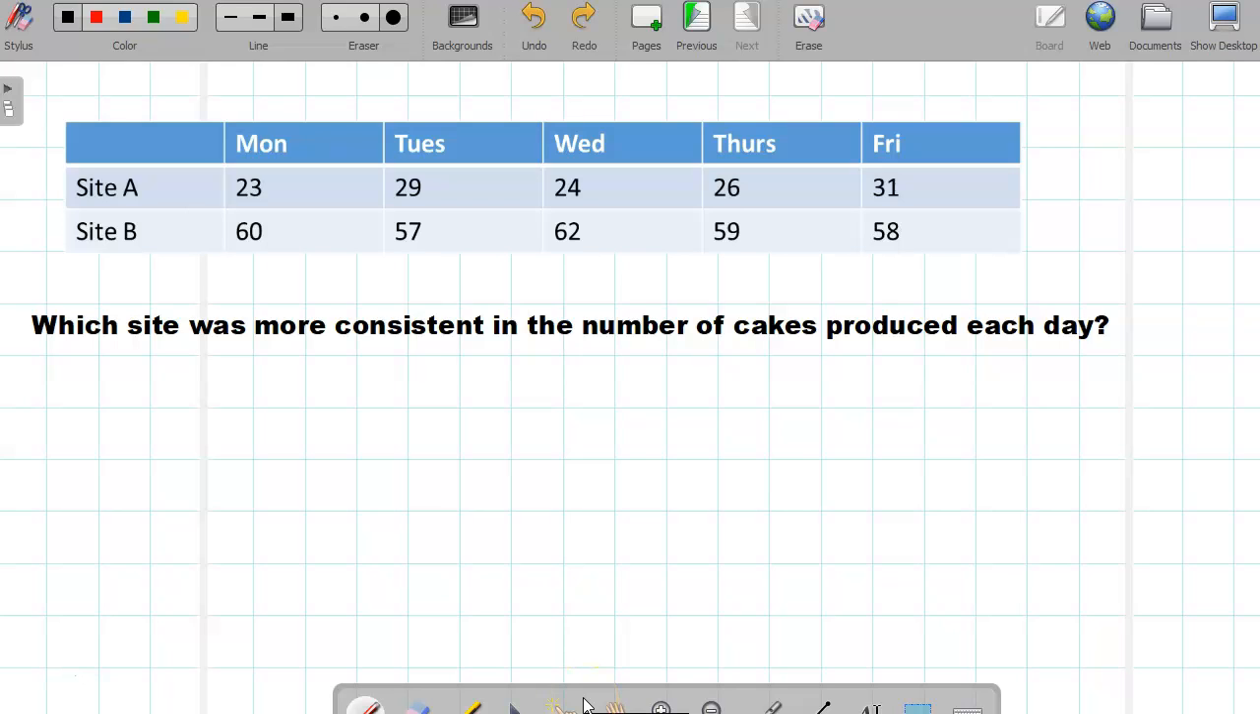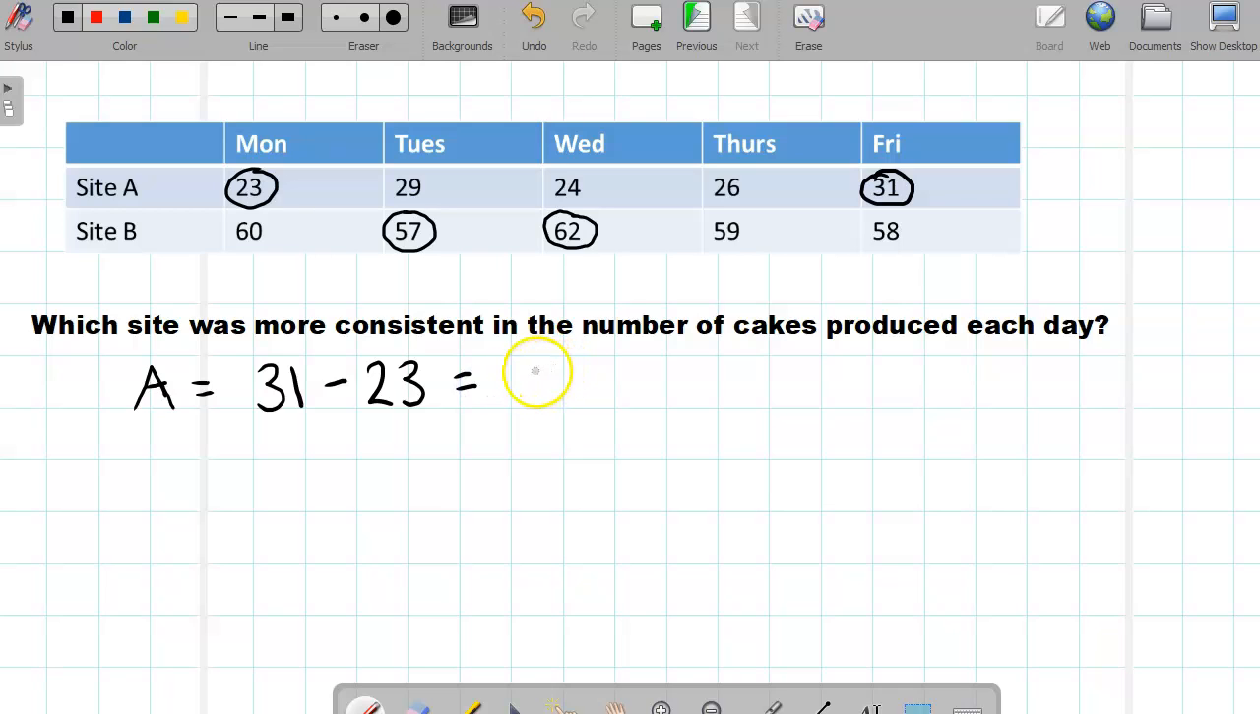So I hope you found that straightforward enough to do. If you followed the same technique as we did with the other question, it's a case of identifying your largest value, which on site A was 31, lowest one 23. On site B, our highest one was 62 and our lowest one was 57. So to work out the range for A, what we're going to do is highest value, subtract lowest value. Again, you might be able to do that mentally. If you can't, you can always rely on column subtraction.